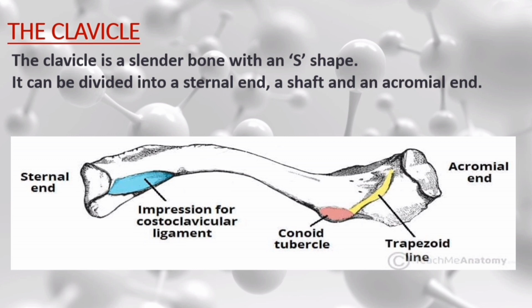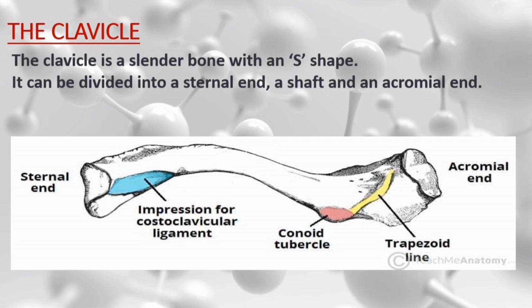Sternal or medial end. The sternal end contains a large facet for articulation with the manubrium of the sternum at the sternoclavicular joint. The inferior surface of the sternal end is marked by a rough oval depression for the costoclavicular ligament, a ligament of the SC joint.